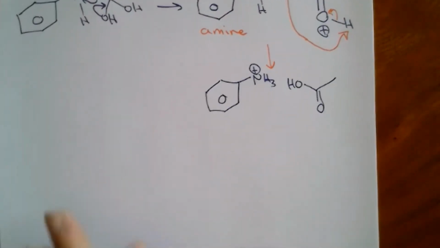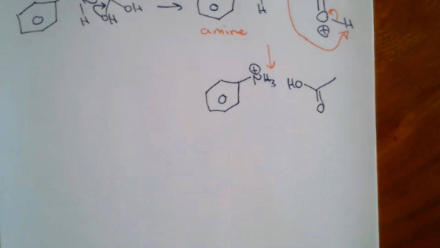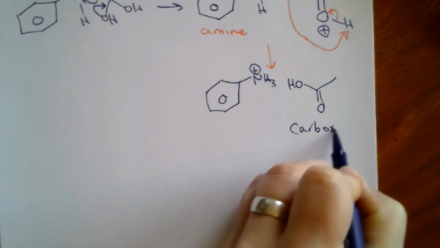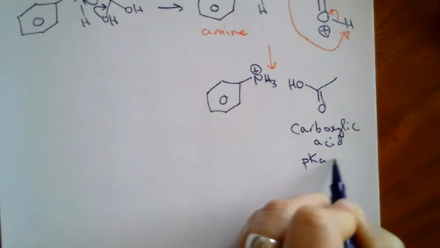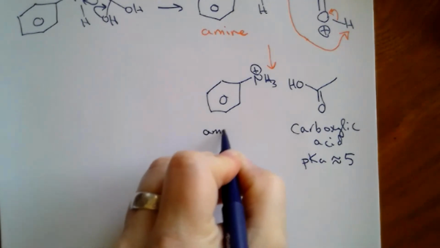So I made you memorize 2 pKa's back in the day. As it turns out, you memorized these 2 pKa's back in the day. That will be quite relevant this lesson. This is a carboxylic acid. It has a pKa of around 5. I hope you knew that. This is an ammonium ion.